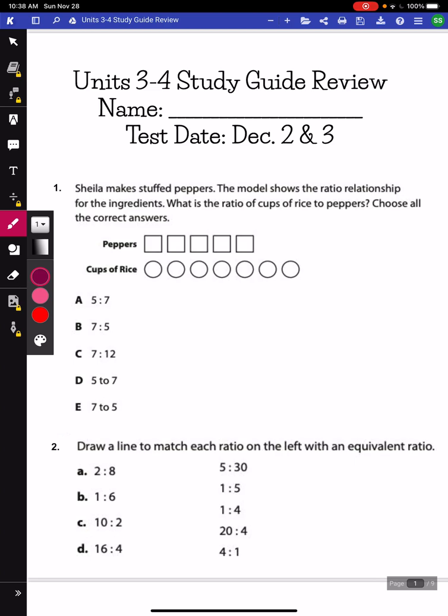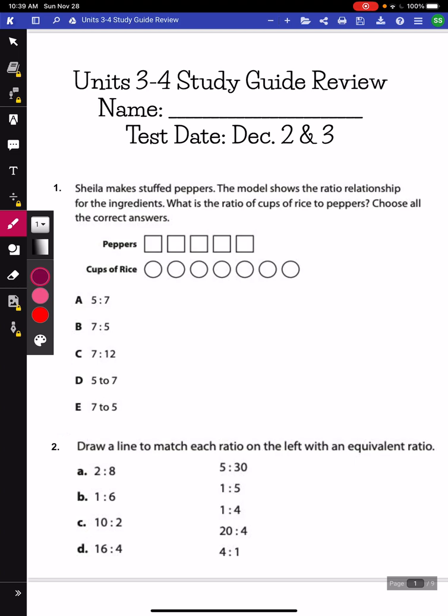So number 1, Sheila makes stuffed peppers. The model shows the ratio relationship for the ingredients. What is the ratio of cups of rice to peppers? Choose all the correct answers. So we need to do cups of rice to cups of peppers.